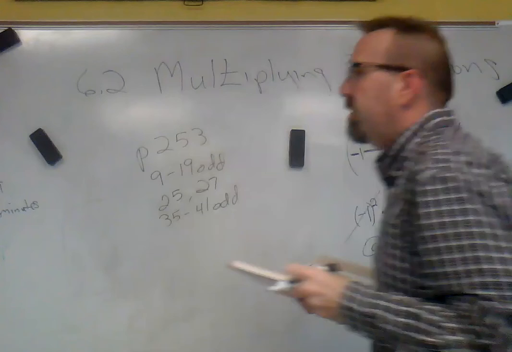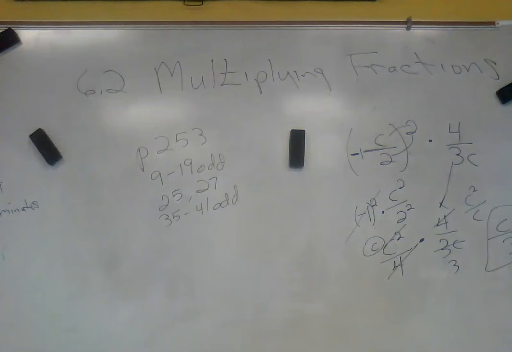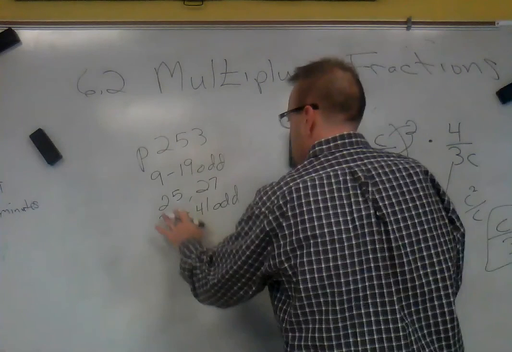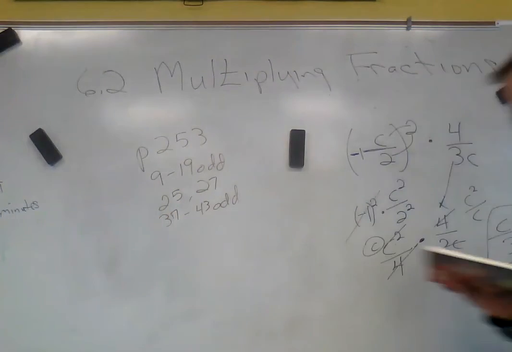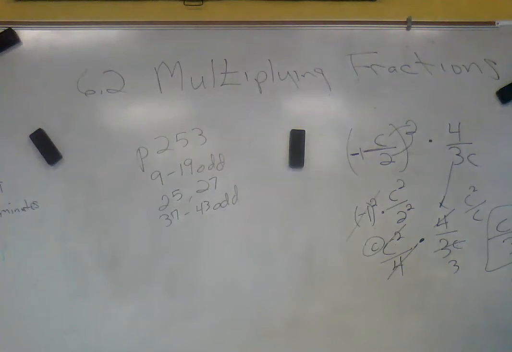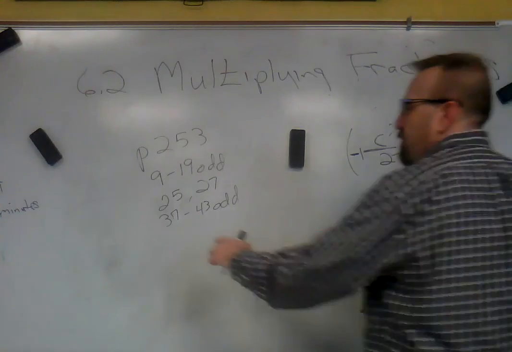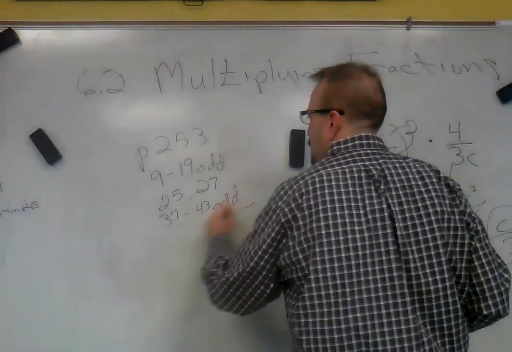So 9 to 19 odd, 25 and 27, and then 35 to 41 odd. This is on page, I'm going to change that. 37 to 43 odd. The same number of questions, but one of them is a little more difficult. On page 253. So 9 to 19 odd, 25 and 27, 37 through 43 odd, 253.